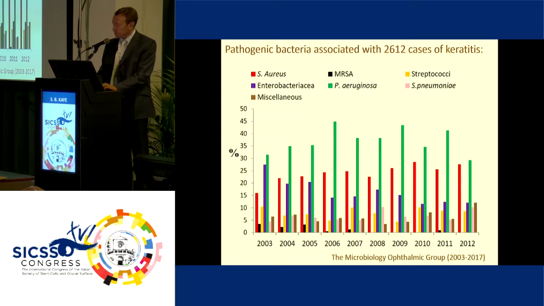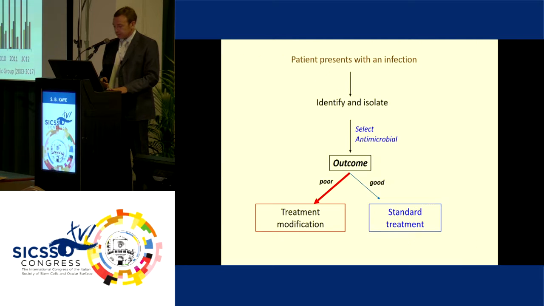the United Kingdom. And essentially, amongst the pathogenic bacteria, the stability of organisms causing keratitis is stable. And I think it's a really important point. As you can see here, Pseudomonas is predominant, followed by Staphylococcus aureus. So we're accustomed to facing a patient with infection. It's critical, as the previous speaker said, that we try and identify and isolate the causative organism, and we should select the appropriate antimicrobial, and then we get outcome.